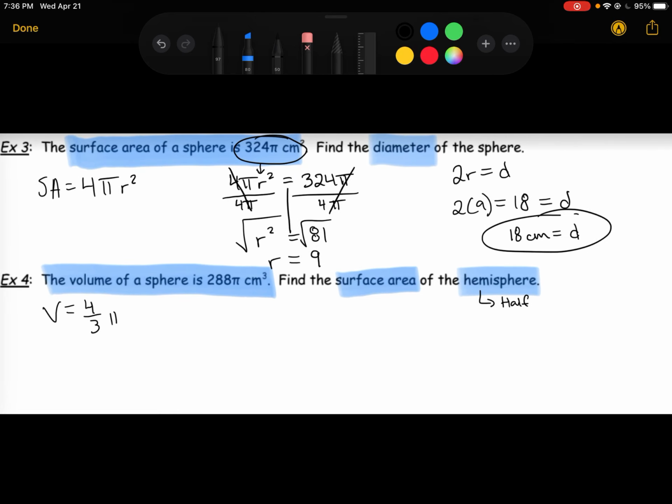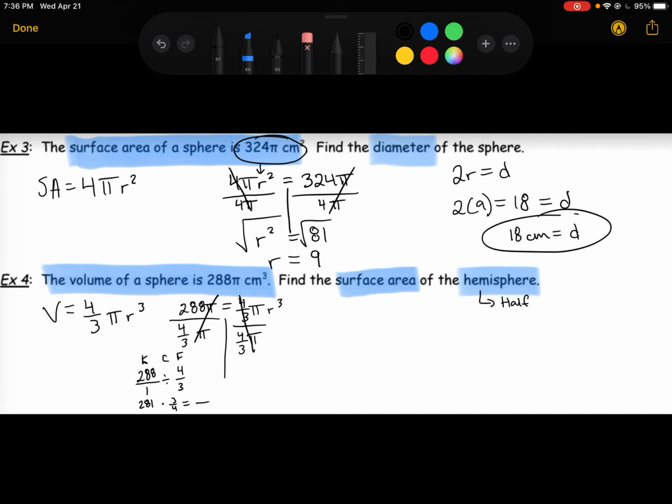So the only thing that makes it a little bit more complicated for us, but again, we'll just take it one step at a time. So volume in this case is 4 over 3 pi r to the third power. They give us this as 288 pi. So again, we want to get r cubed by itself. So this simplifies to 1. Those pi simplify to 1, so we end up with 288 divided by 4 over 3.